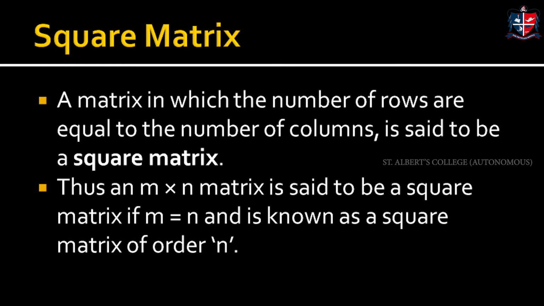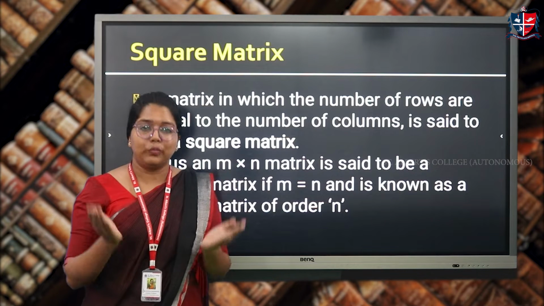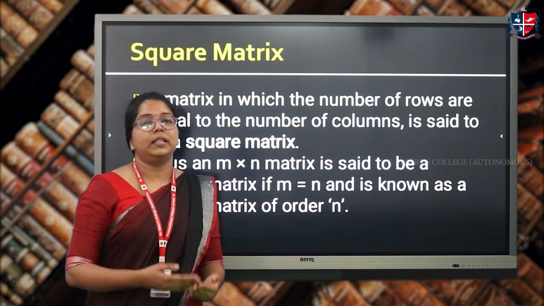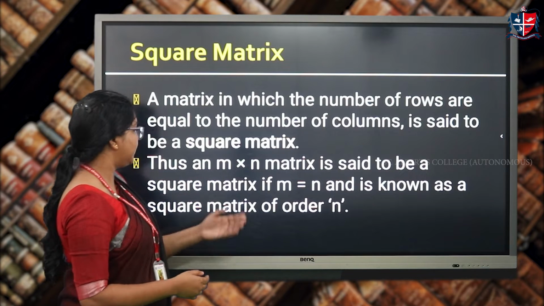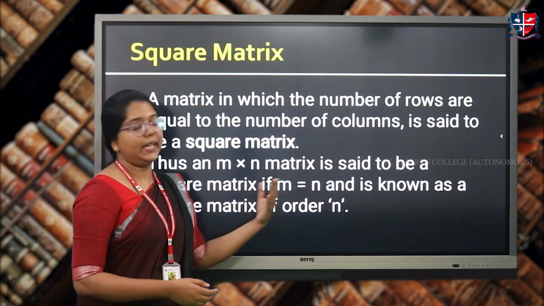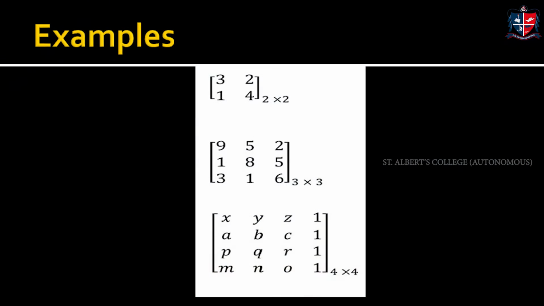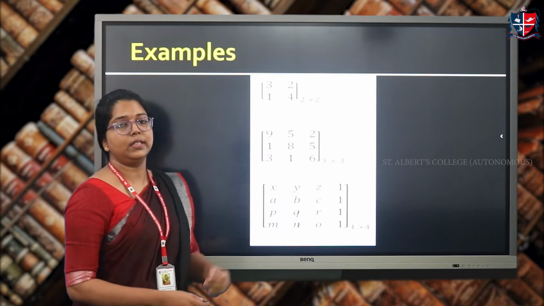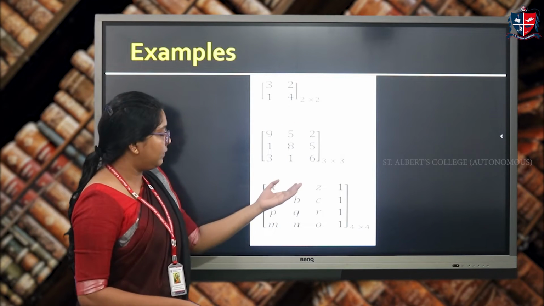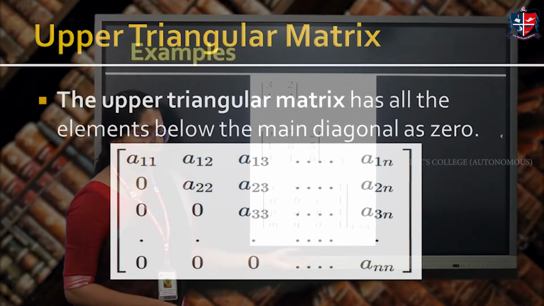The next type of matrix is a square matrix. As the name suggests, a matrix is rectangular, and in the case of a square matrix, it becomes a square. That is, the number of rows and the number of columns become equal. So as it is written, the m by n matrix turns into an n by n matrix, or we simply say it is a square matrix of order n. These are some examples of square matrices. As you can see, the first one is of order 2, the second one is of order 3, and the third one is of order 4.